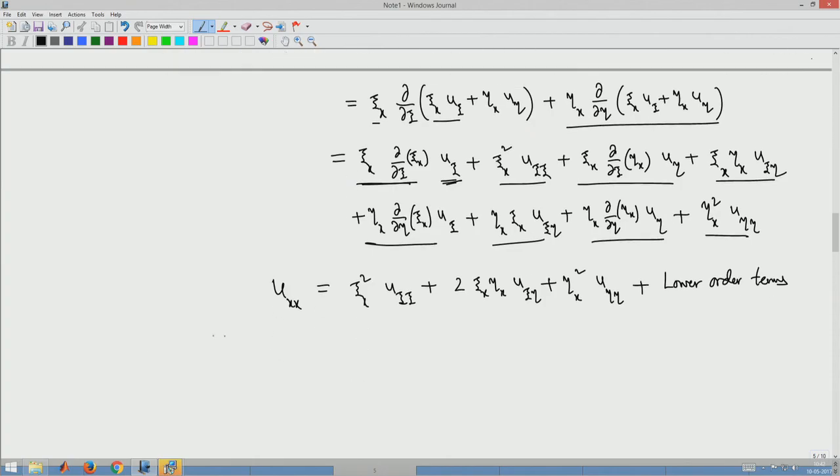So, similarly you can get u_yy, where instead of x you replace with y. So, you have xi_y square u_xi xi, 2 xi_y eta_y u_xi eta, plus eta_y square u_eta eta plus lower order terms.